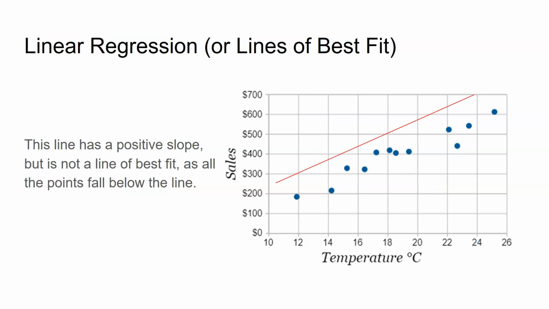This line is a little better. It has a positive slope. It's following the trend of the data, but all the points fall below the line. We want about half of our points to be above the line.